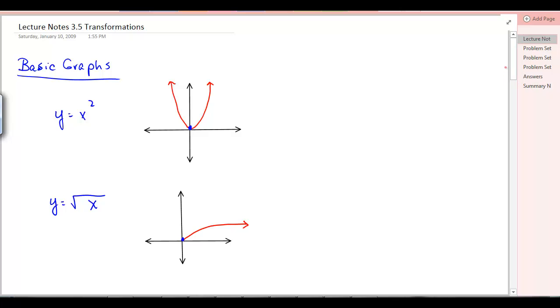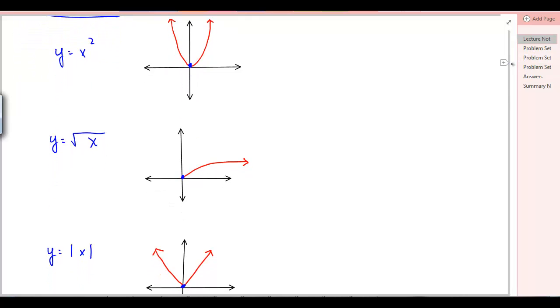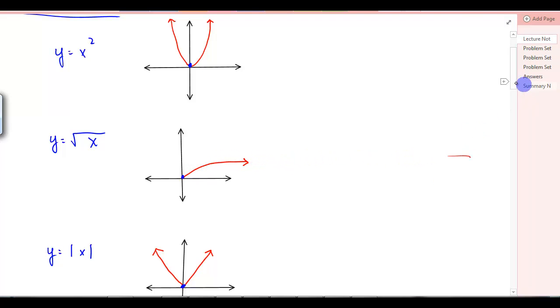So let's look at the very first one, which is y equals x squared. And the basic x squared is that shape that's like a U, and its vertex, the bottom, is at 0, 0. That one you may be familiar with. The second one is y equals the square root of x. It starts at 0, 0, and it goes to the right like this, and will go on forever.